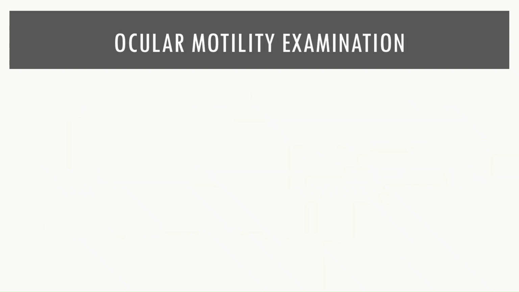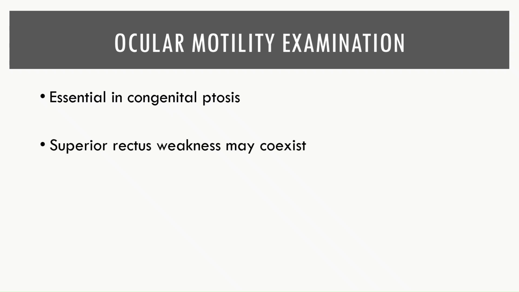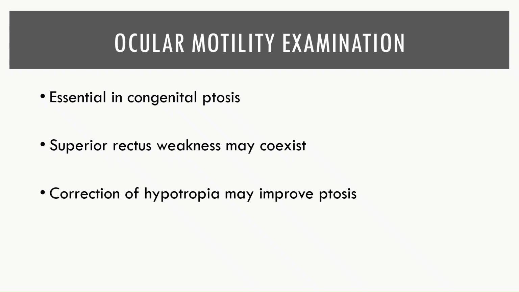Ocular motility examination is essential in congenital ptosis. A superior rectus weakness may coexist. Correction of hypotropia may improve ptosis. Third nerve paresis must be excluded.